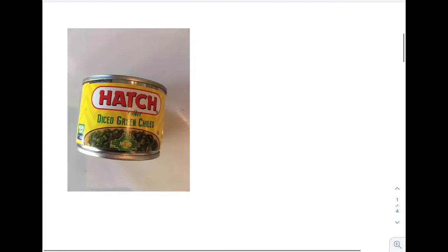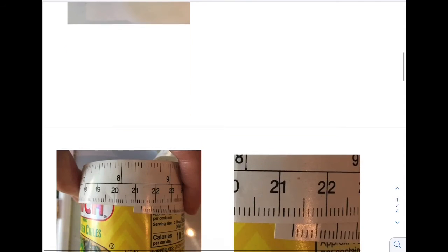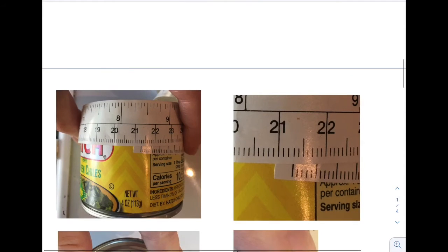Let's start out with a shout out to New Mexico with a can of Hatch green chilies. These are fairly small cans, so when I measure it, I'll wrap my measuring tape around to get the circumference. I'll record each measurement to the nearest tenth of a centimeter, so we have 21.1 right here where it wraps around. It's not a perfect measurement, but good enough for us.